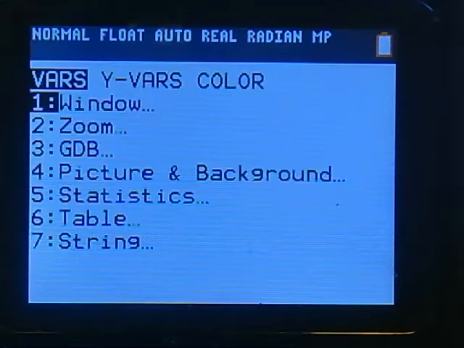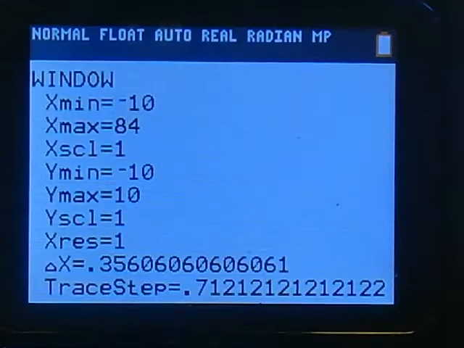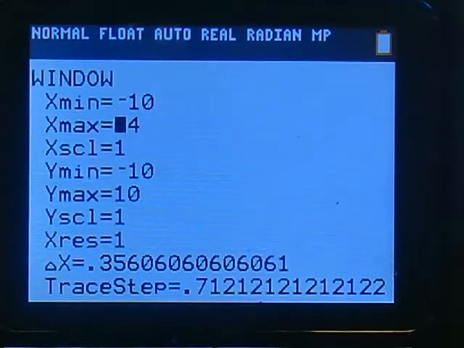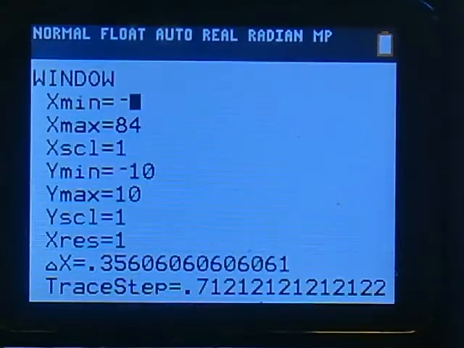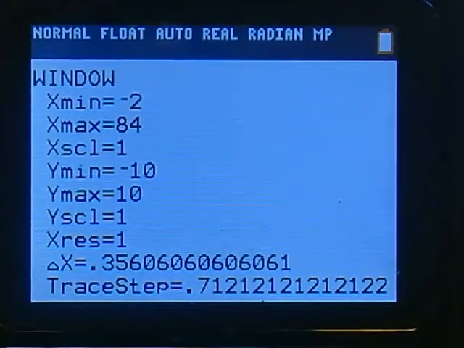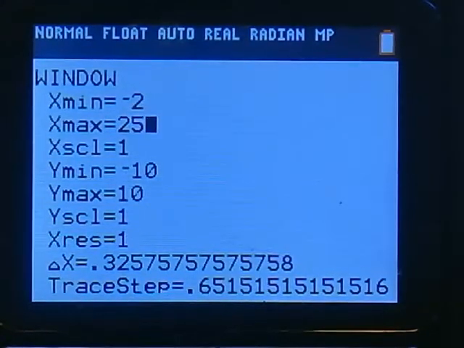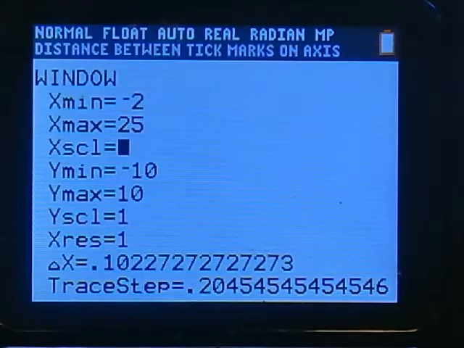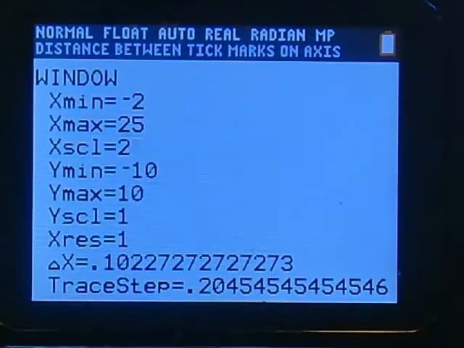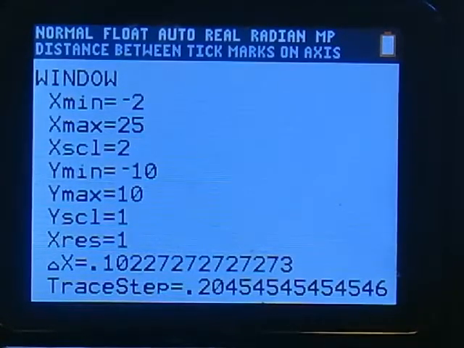Oh, I'm sorry. This is x. I should go back and x max is going to go from year 0. So let's just go -2. And we're going to go up to the 20th year. It said in the problem the 20th year. So let's just put 25 in here. And let's make our x scale go by 2s, okay? That'll give me about 10 tick marks or so.